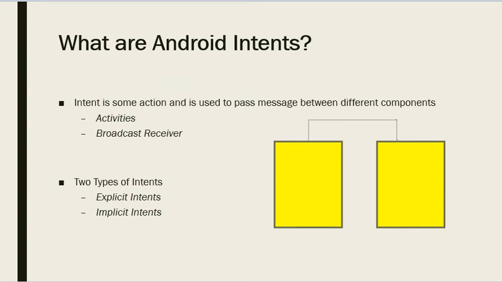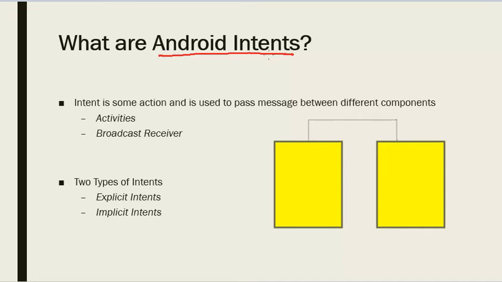What are Android intents? Well, an intent is some kind of general operation, some kind of action, you can say. This action can be of different types. For example, you may want to move from one activity to another. Maybe you click the login button, and you want to go into another activity inside the app, something like this.